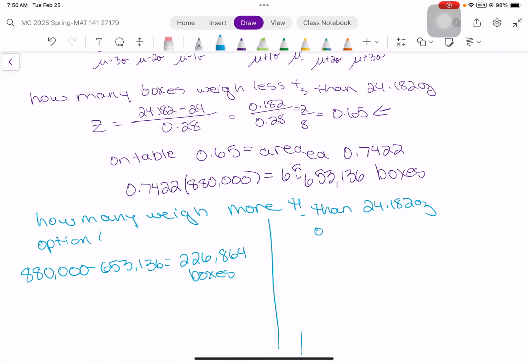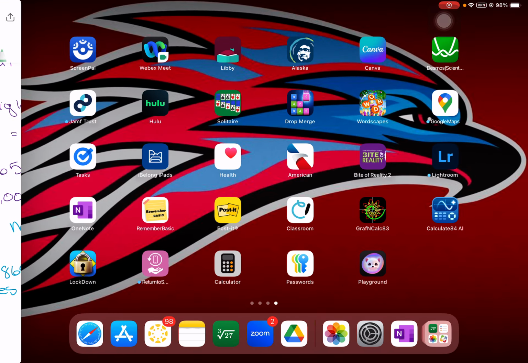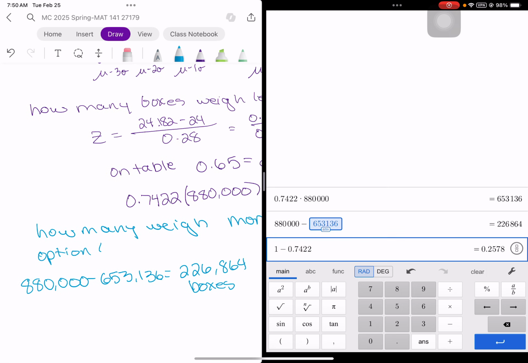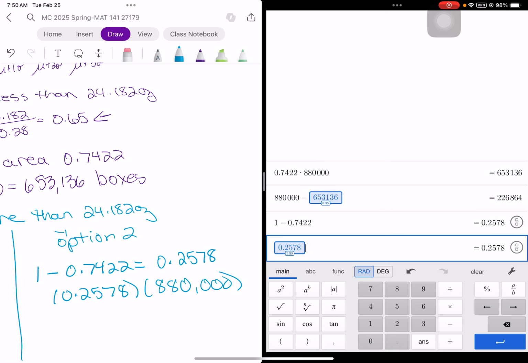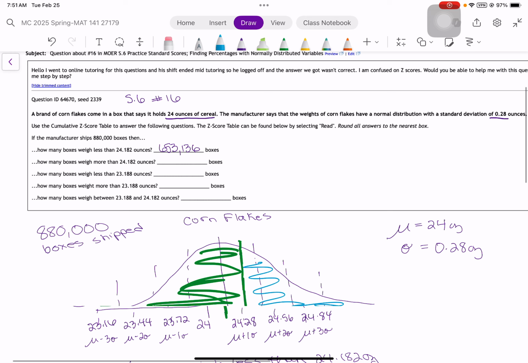The other way to do it, option 2, is I could do 1 minus that area of 0.7422, because that would be the area on the other side, which would be 0.2578. And I can take that value and multiply it by that 880,000 boxes. And I should get this same answer. And notice I do: 226,864 boxes. So that's how I do those first two parts and get my answers.